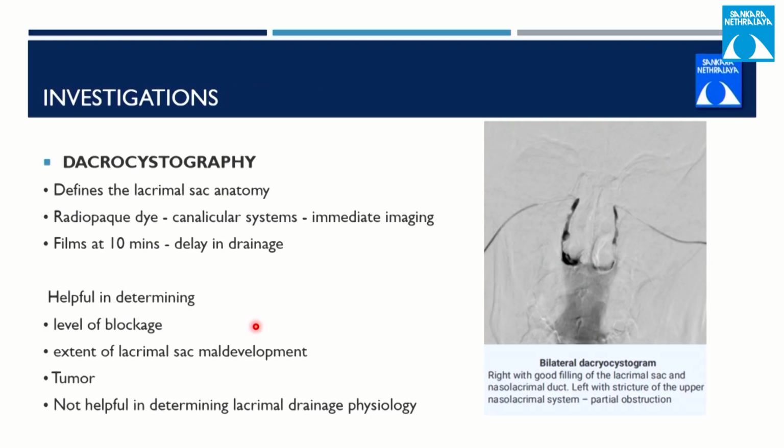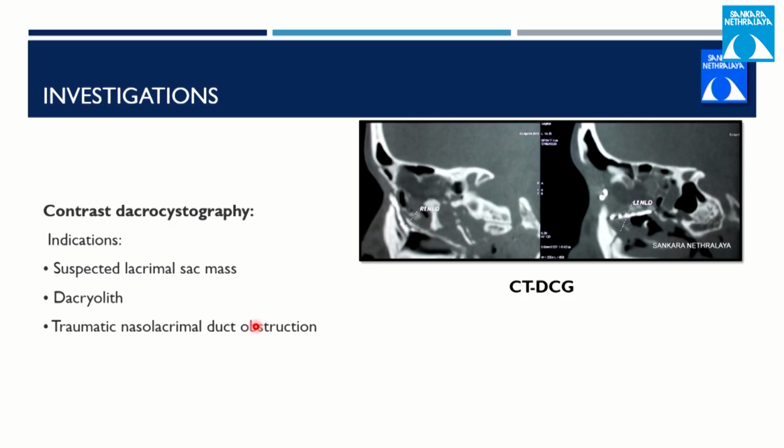The dacryocystography defines the lacrimal sac anatomy. A radiopaque dye is pushed into the canalicular system and immediately imaged. Every 10 minutes films are taken and checked to see if there is any delay in drainage. This is helpful in determining the level of blockage, the extent of sac maldevelopment, or any tumor, but it does not help in determining lacrimal drainage physiology. In contrast, dacryoscintigraphy is indicated in cases of suspected lacrimal sac mass, dacryolith, or traumatic nasolacrimal duct obstruction.